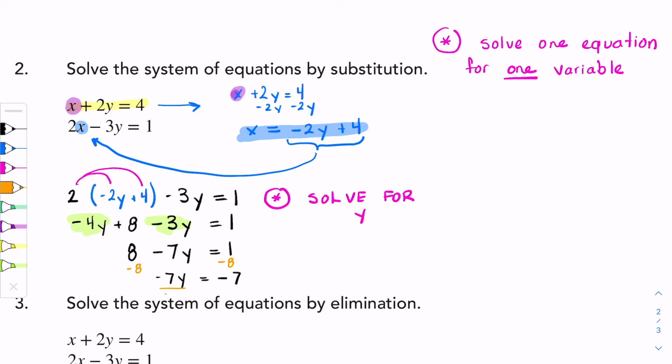Divide both sides by negative 7. That's going to cancel on both sides. Remember, when you're dividing a number by itself, that's equal to 1. So y is equal to 1.